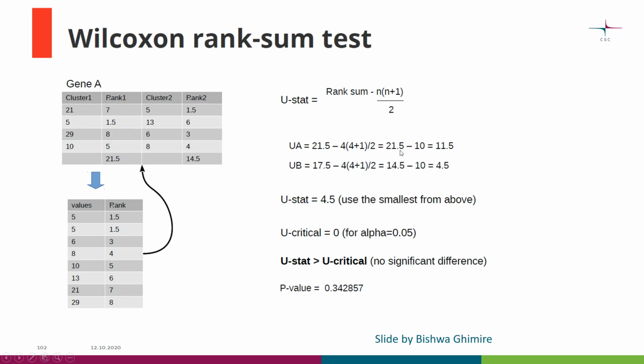When we put the numbers in, we get 11.5 and 4.5. We take the smaller U statistic number and compare that to the critical U value. And we can see that our U statistic value is higher than the U critical value. So there is no significant difference of expression for this particular gene between these two clusters. This slide was kindly contributed by Biswa Kimire from the University of Helsinki.